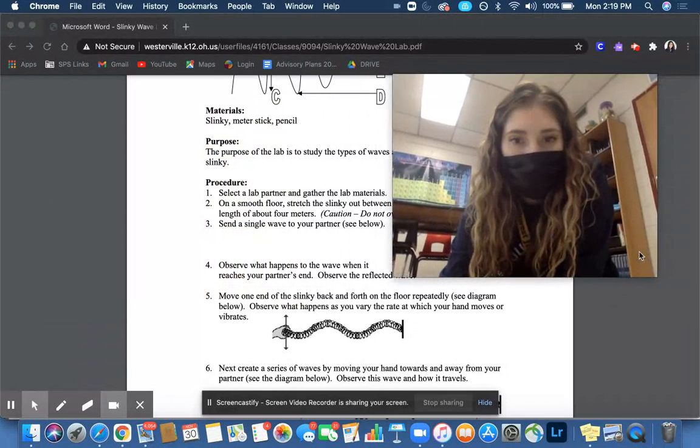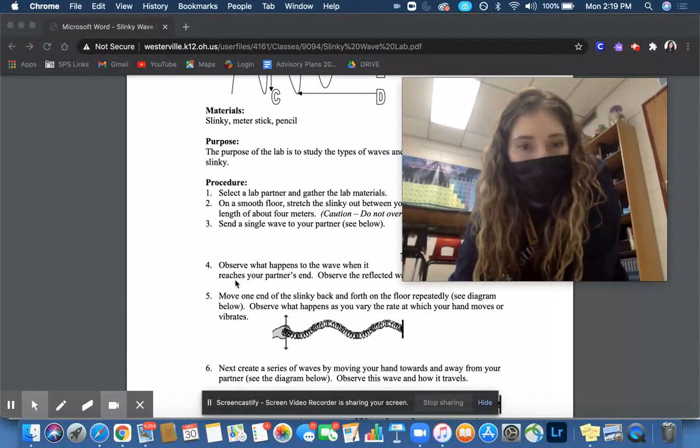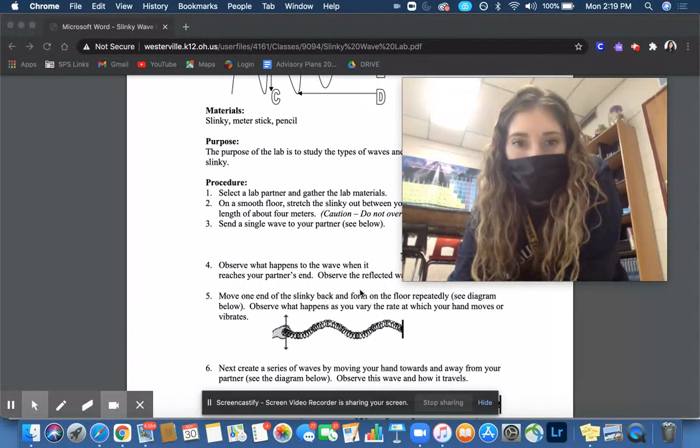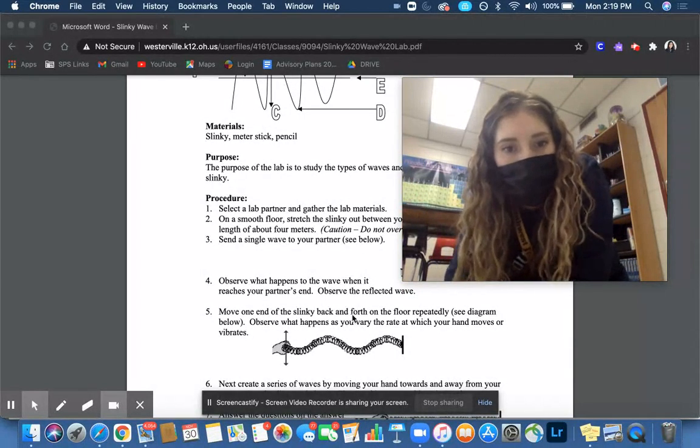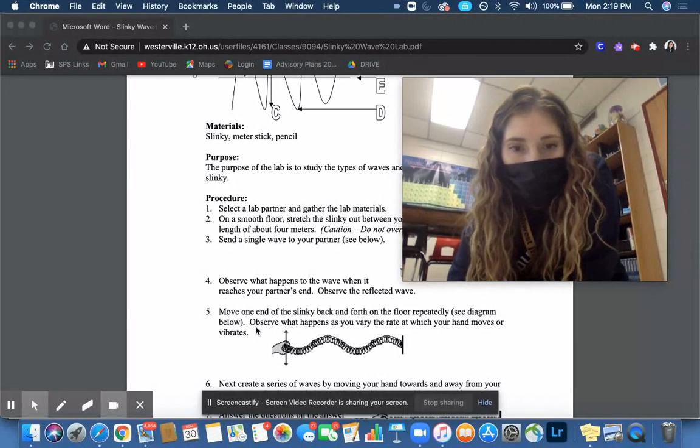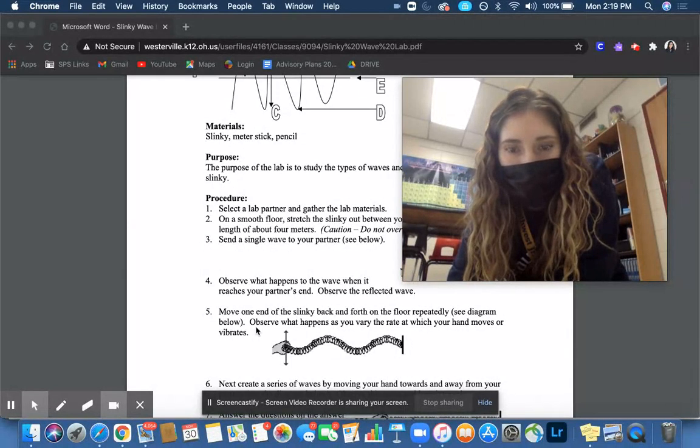Let's move this video around. That was 2 through 4. Okay, we observed the reflected wave, so whatever came back to me. 5, move one end of the Slinky back and forth on the floor repeatedly.